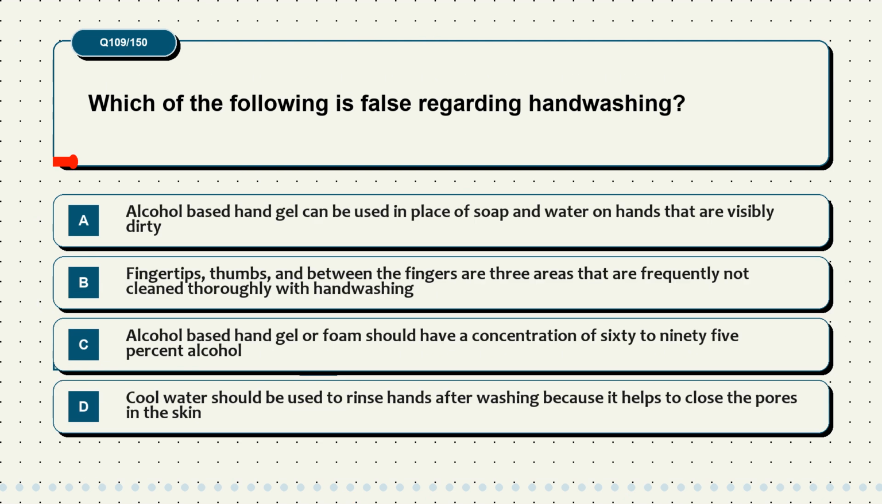Question 109. Which of the following is false regarding hand washing? Here are the options. Option A. Alcohol-based hand gel can be used in place of soap and water on hands that are visibly dirty. Option B. Fingertips, thumbs, and between the fingers are three areas that are frequently not cleaned thoroughly with hand washing. Option C. Alcohol-based hand gel or foam should have a concentration of 60 to 95% alcohol. Option D. Cool water should be used to rinse hands after washing because it helps to close the pores in the skin.